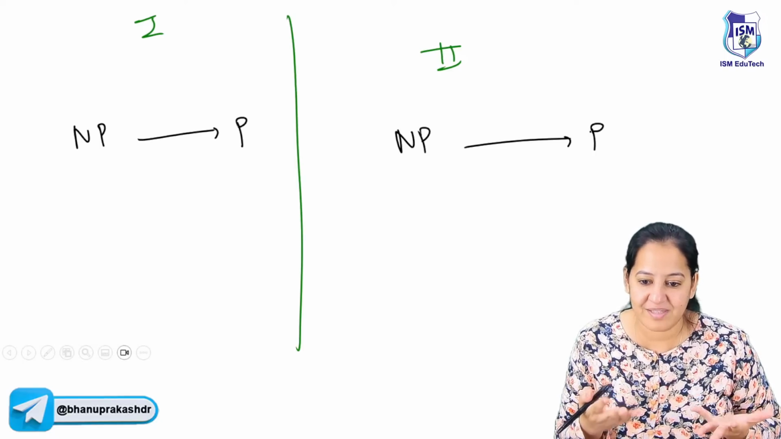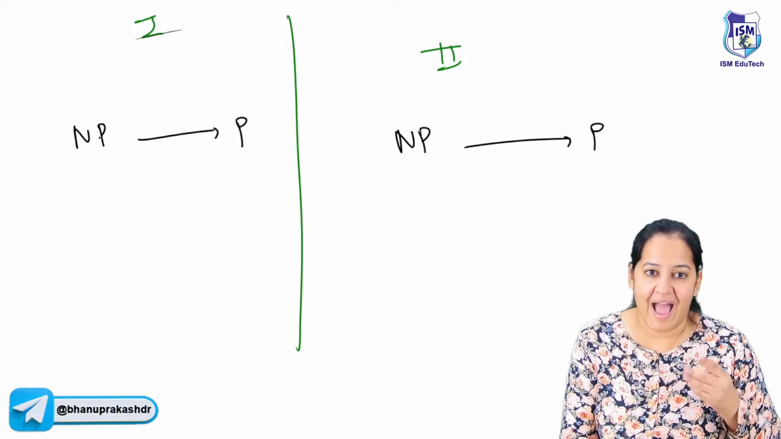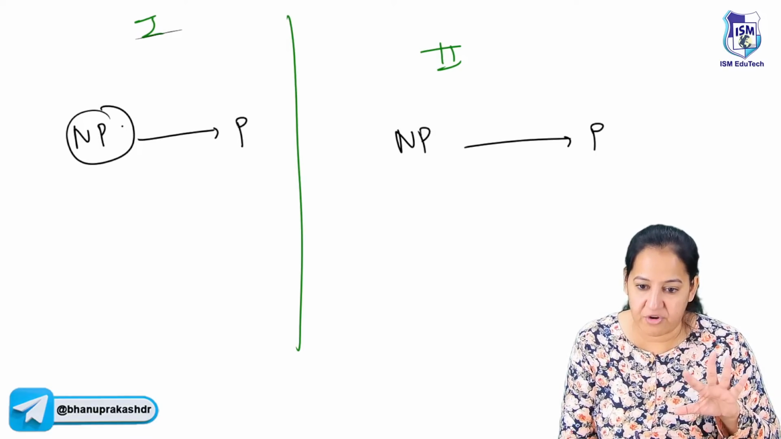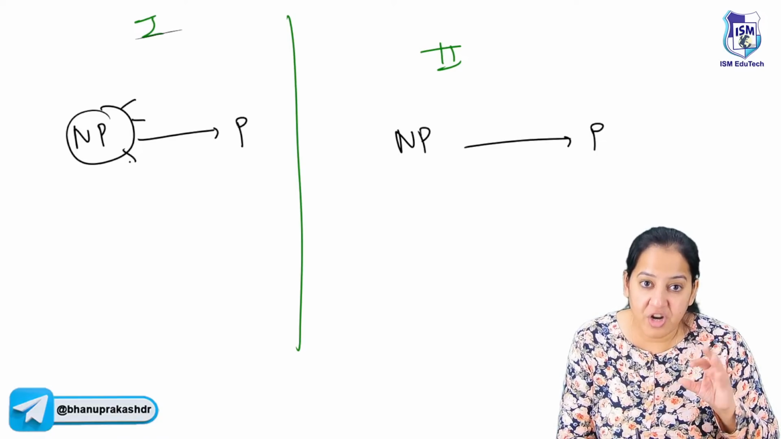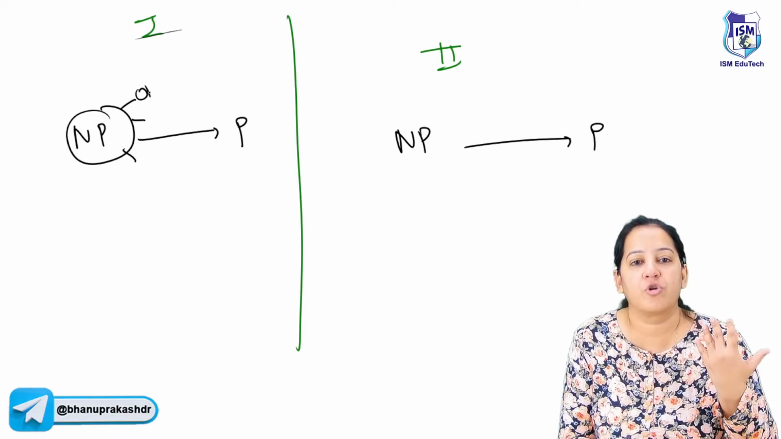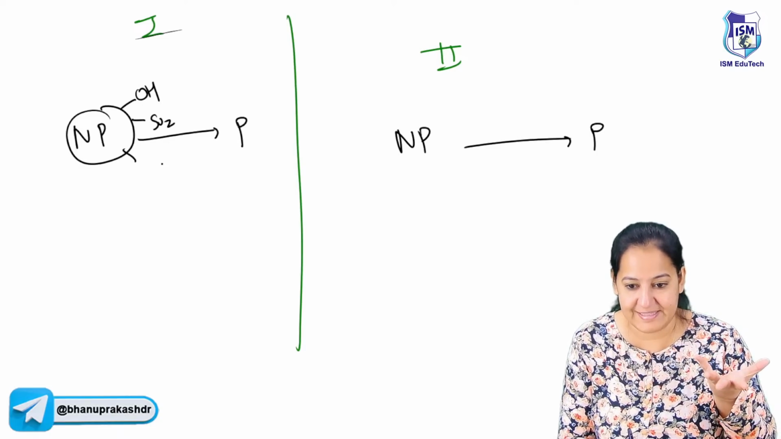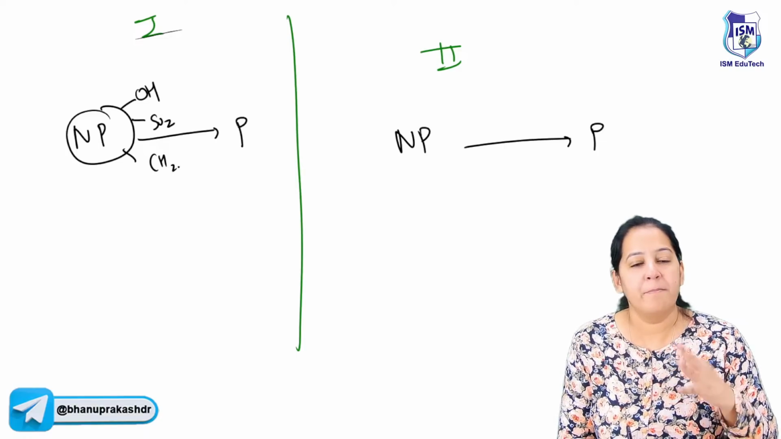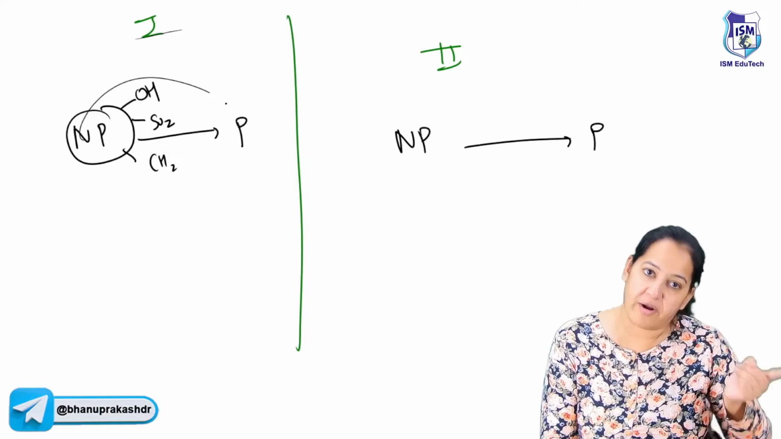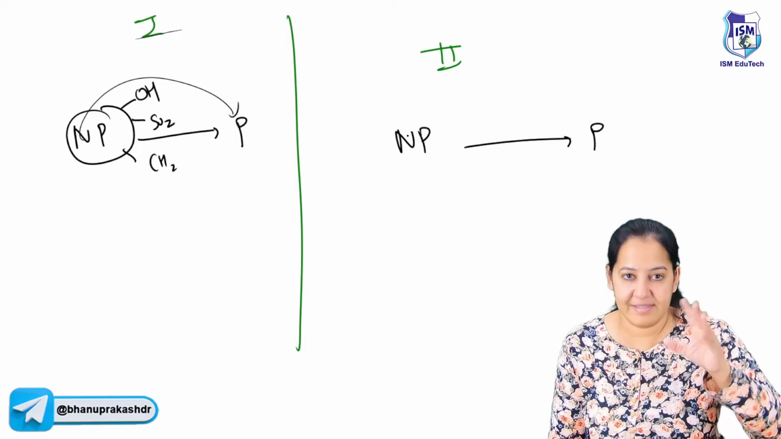But what is the mechanism? How does it happen? In phase 1, in the structure of the drug, the functional groups are exposed. The functional group can be hydroxyl, sulfur, methyl, multiple. Because of this, the non-polar drug gets converted into a polar drug. This is phase 1.